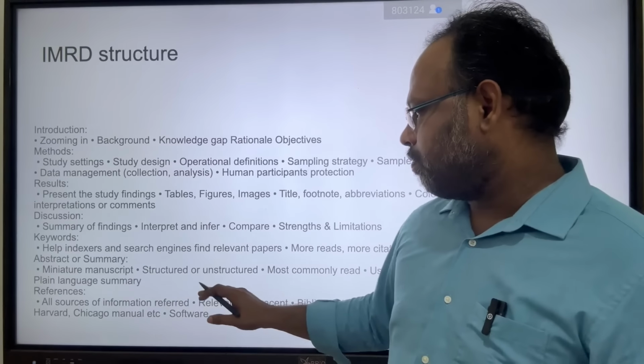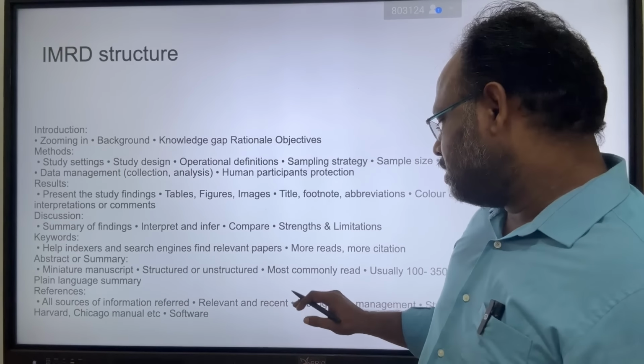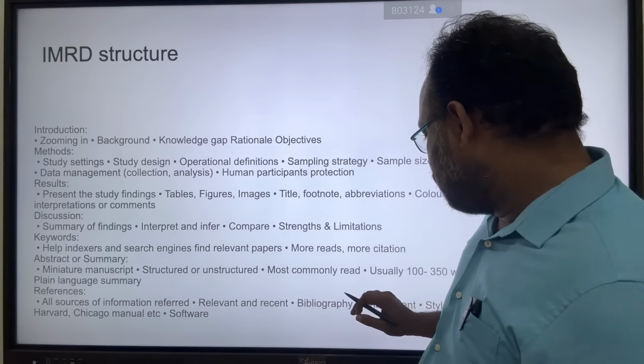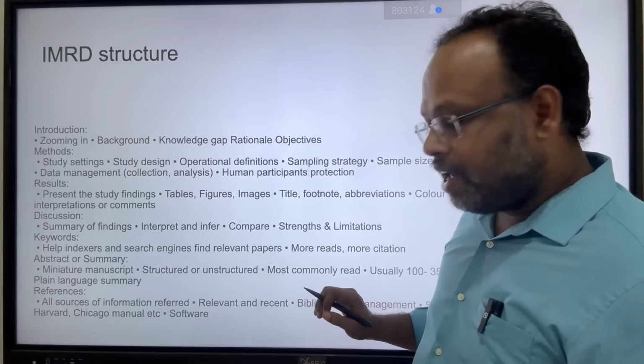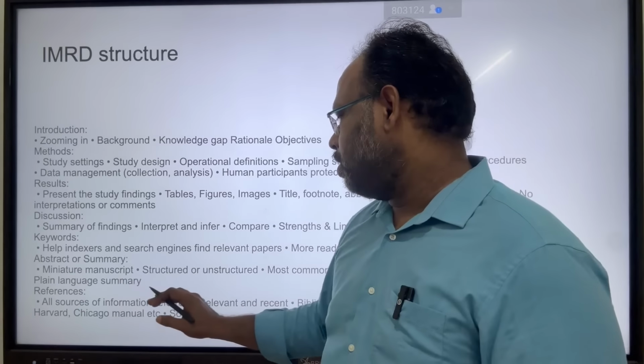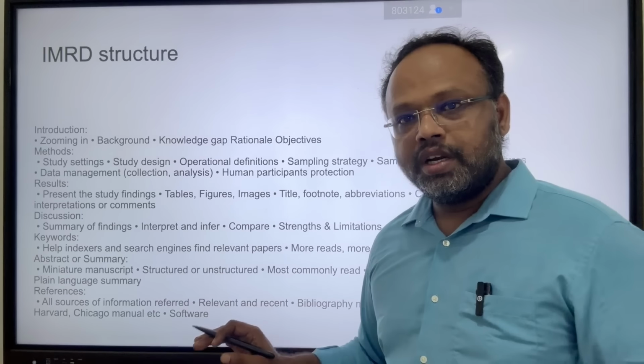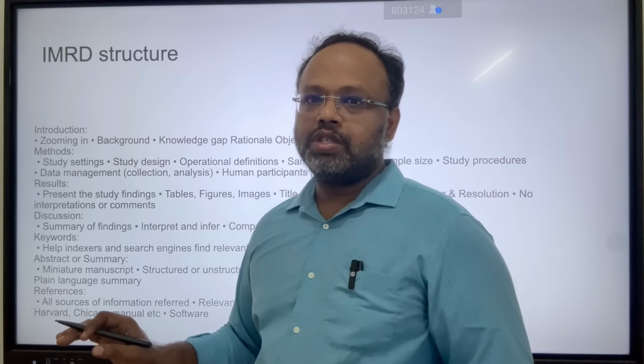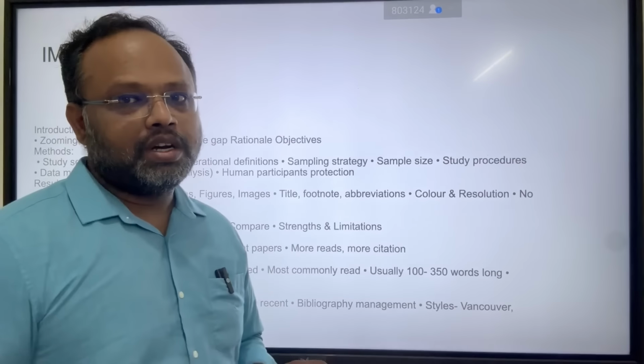References: all sources of information need to be referred. Relevant and recent references need to be used. For bibliography management, Zotero and Mendeley can be used. Styles: most commonly Vancouver, Harvard, Chicago manual styling will be used, but as per the journal's and university's recommendation, you can use your own style. So that is about the IMRAD structure of a research article.